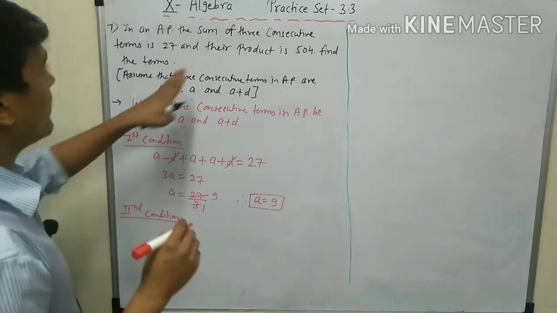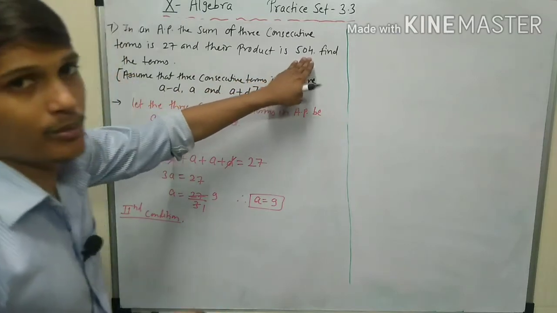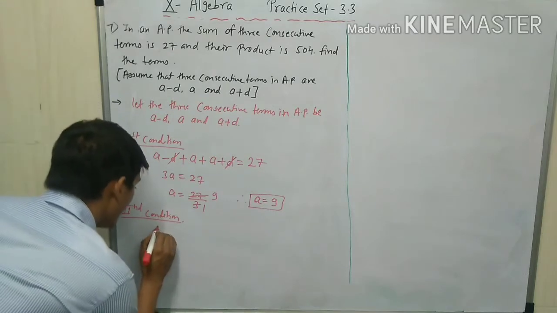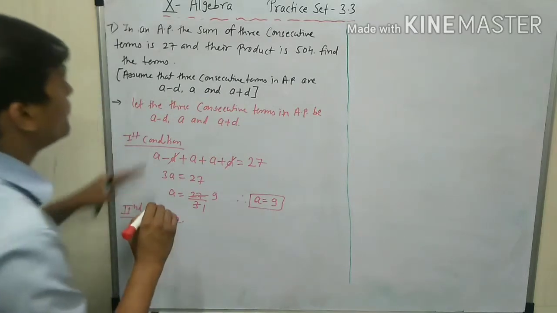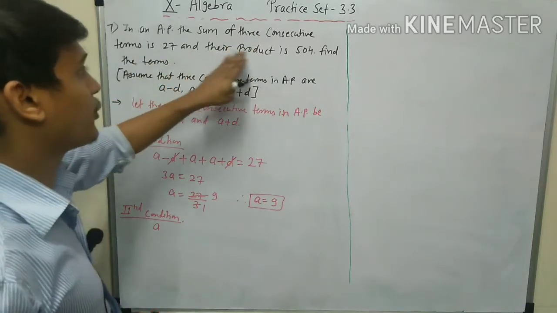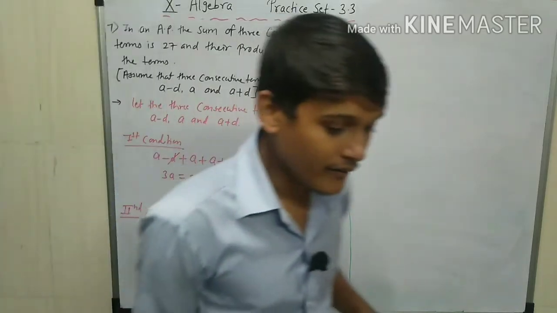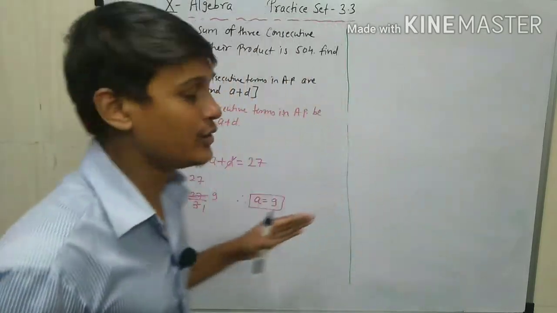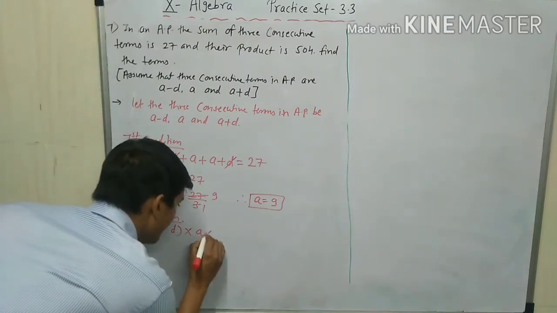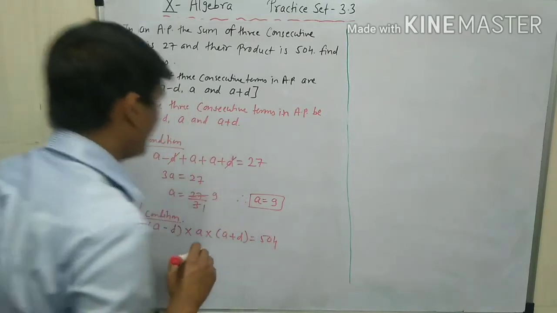Second condition, their product is 504. Product means what? Multiplication. The three consecutive terms sum to 27 and their product is 504. Now their product means what? Multiply. We can multiply here (a minus d) into (a plus d) is equal to 504.